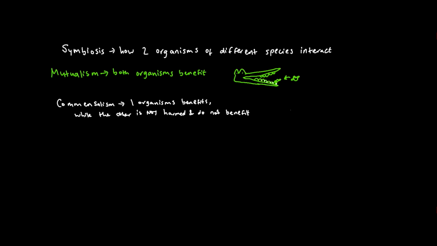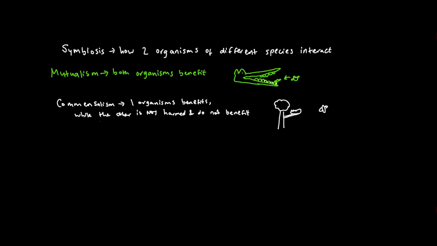So an example of commensalism is, let's say you have a tree over here and you have a bird that builds its nest on the tree, on a tree branch. This is an example of commensalism because the bird benefits by getting protection from predators by having its nest so high up in the tree, while the tree itself doesn't really benefit and it's not really harmed in the process.